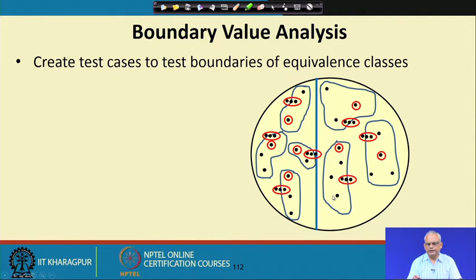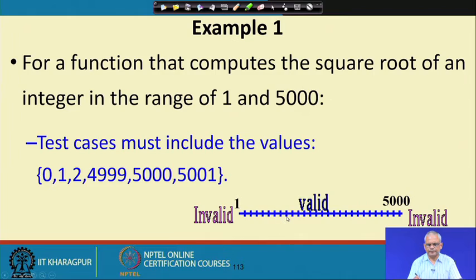And once we identify the boundary values, then we need to define the test cases. These are the valid set of equivalence classes, invalid set of equivalence classes, and we already had selected one representative value for the equivalence class testing. Now, we will select values on the boundary for the boundary value testing. Let us look at some example problems.